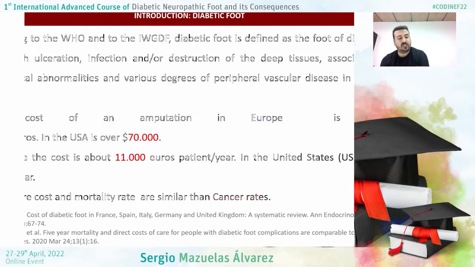The cost of an amputation in Europe is about 40,000 euros. In the USA, it is over $70,000. In Europe, the cost is about 11,000 euros per patient per year. On the other side, in the United States, it is about $9,000 per patient per year. It's important to say that healthcare costs and mortality rates are similar to cancer rates.